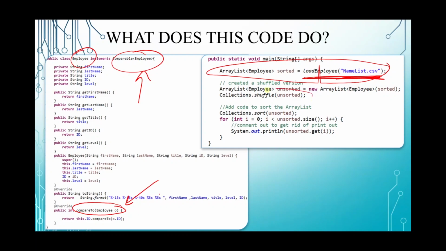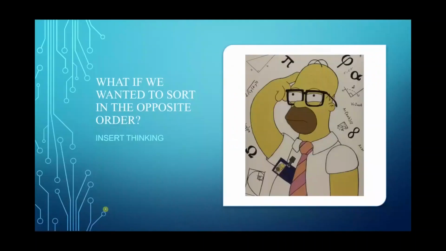Then we have a shuffled, unsorted employee ArrayList, and we are going to sort it. Now we can use just Collections.sort. This Collections.sort is going to look for the employees because this list is of type Employee. So it goes to the Employee compareTo, and compares based on this criteria, which is comparing just the IDs. So this is what this program is doing.